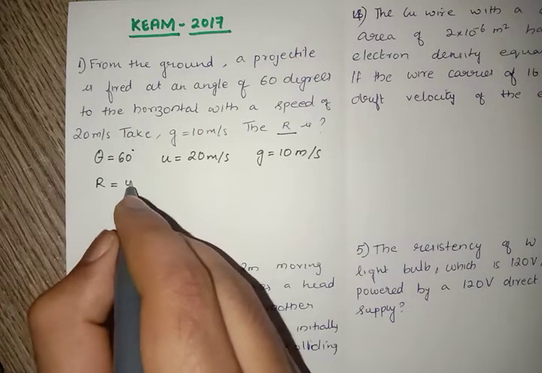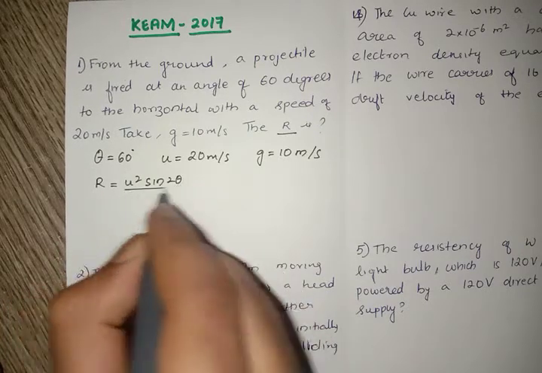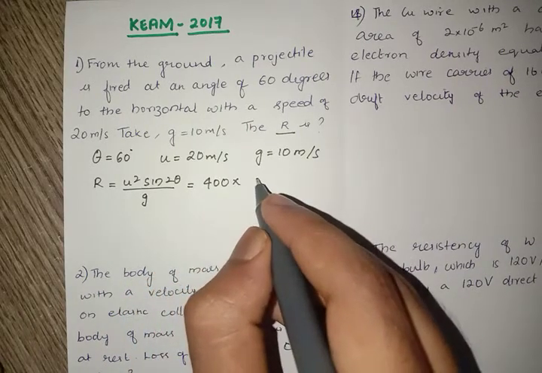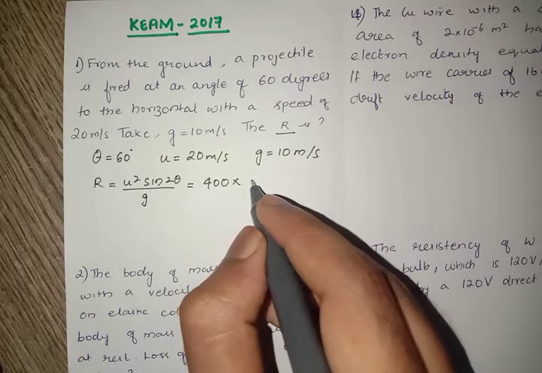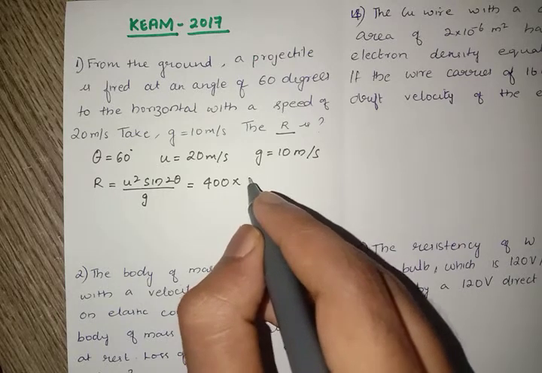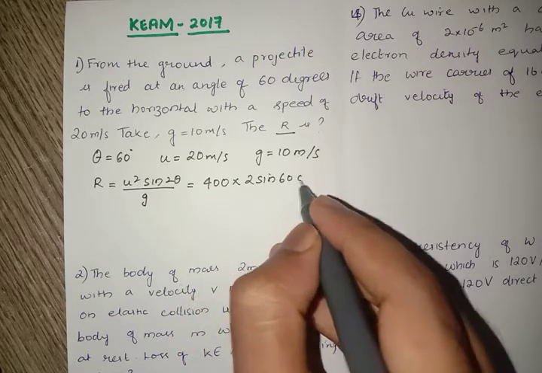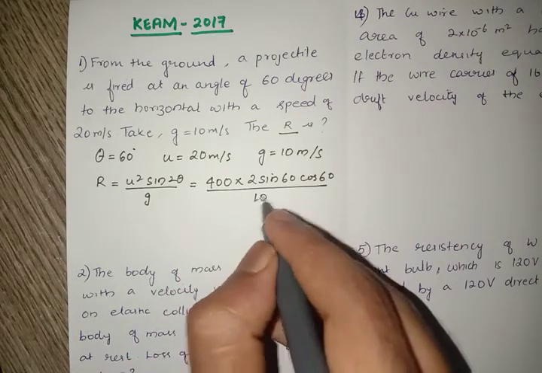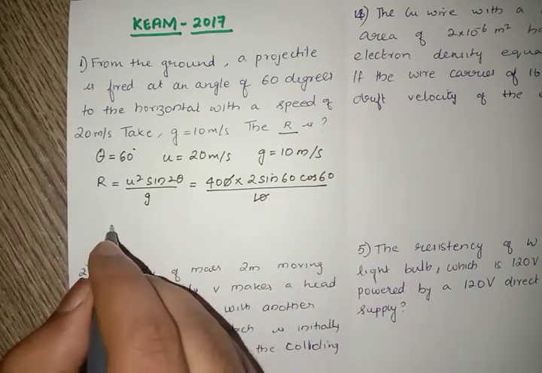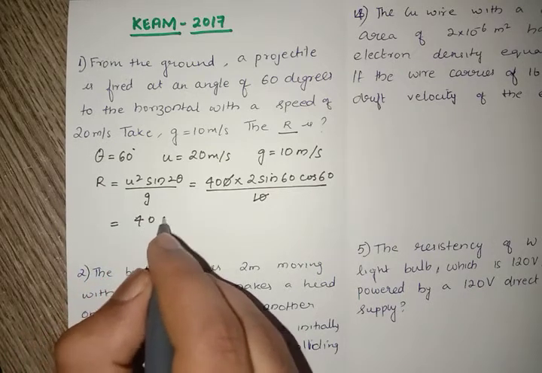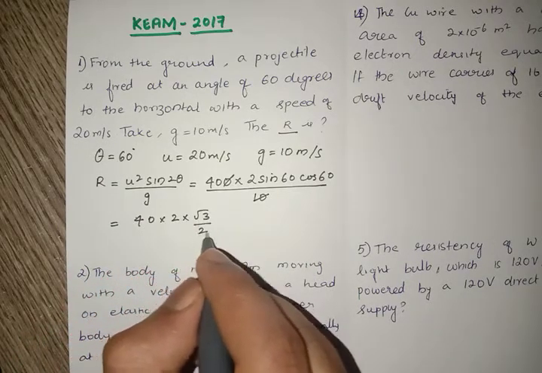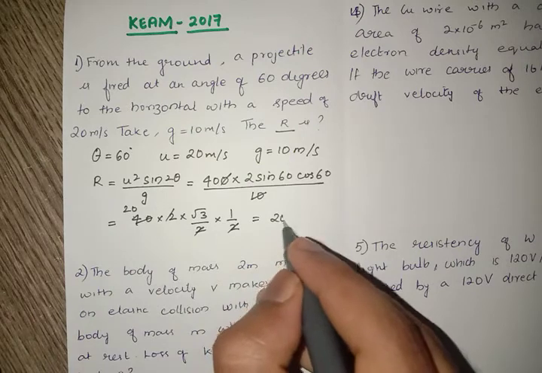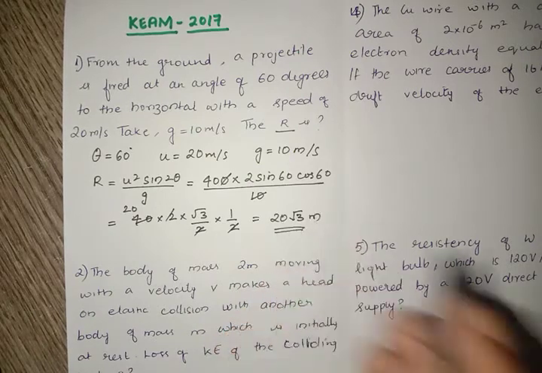R is equal to u squared sine 2 theta by g, which is equal to 400 into sine 2 theta by g. Sine 2 theta is 2 sine theta cos theta, which is 2 sine 60 cos 60, and g is 10. We can cancel this, which gives us 40 into 2 into root 3 by 2 into 1 by 2. So we get 20 root 3 meters as the range.